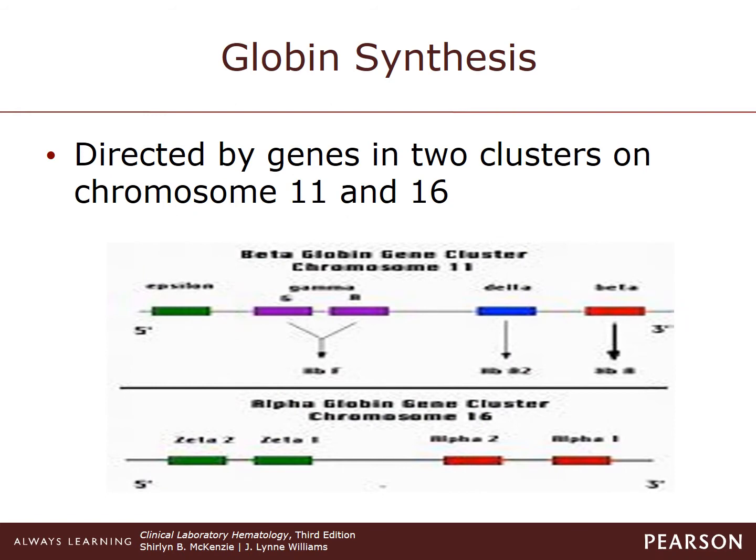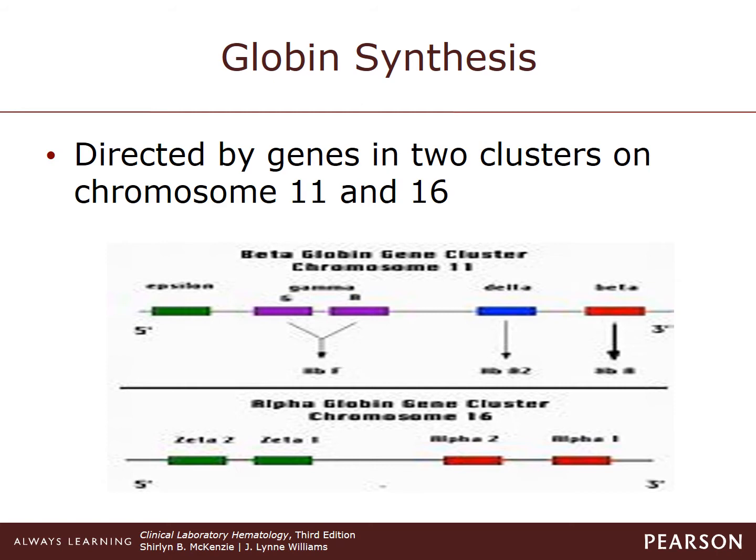Globin synthesis is directed by 2 genes on chromosome 11 and 16. Chromosome 16 zeta is synthesized very early in embryonic development. It is replaced by the alpha chain synthesis after about 8 to 12 weeks. The non-alpha globin genes are found on chromosome 11. These chains are the beta, gamma, and delta chains.